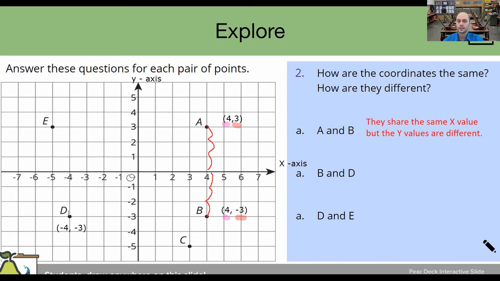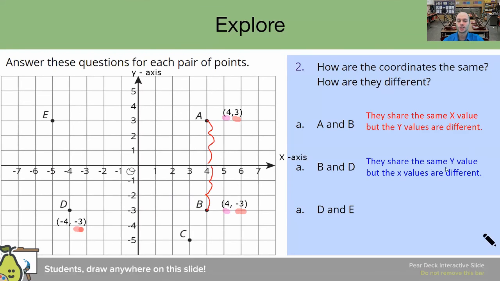Please pause the video and let me know. All right, welcome back. If you said that point D and point B have the same exact y values, negative 3, then you are correct. Let's highlight that. And then we can notice that the x values here are different. This is negative 4 and this one is positive 4. So they are different. So an acceptable answer here is that they share the same y value, but their x values are different. Good job.